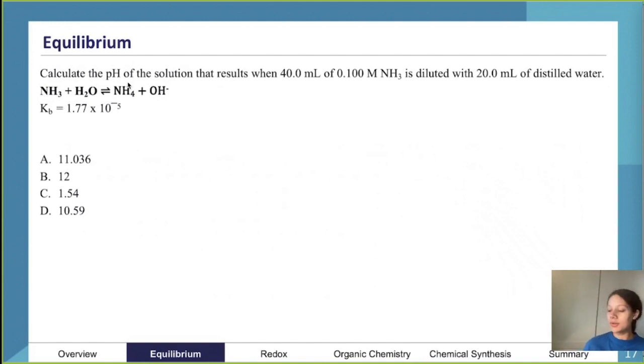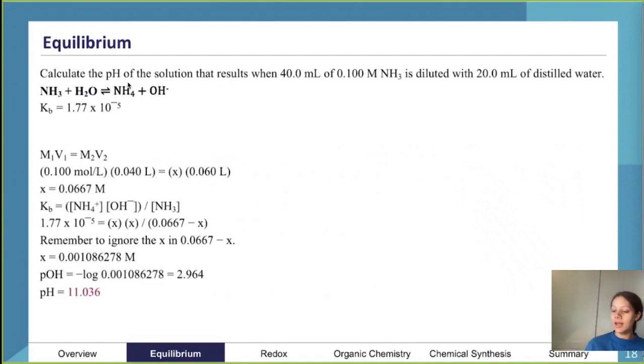Okay, so I'm going to go on to the answer now. So we can identify the information we've got. We know how much we have, what concentration of NH3 initially, and how much we have diluted it with. We've also got our Kb value, and I'm going to use that to figure out what our pH is ultimately. So you can see we have quite a few different little steps and equations here.